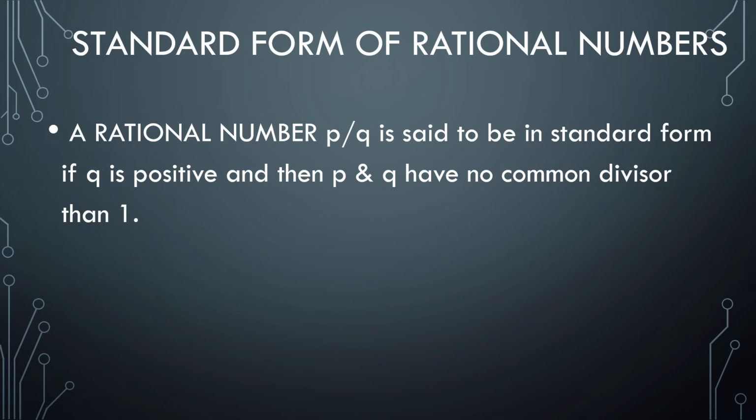Standard form of rational numbers. A rational number p by q is said to be in standard form if q is positive and p and q have no common divisor other than 1. This is a basic introduction to standard form. Now let's see the method of converting to standard form.